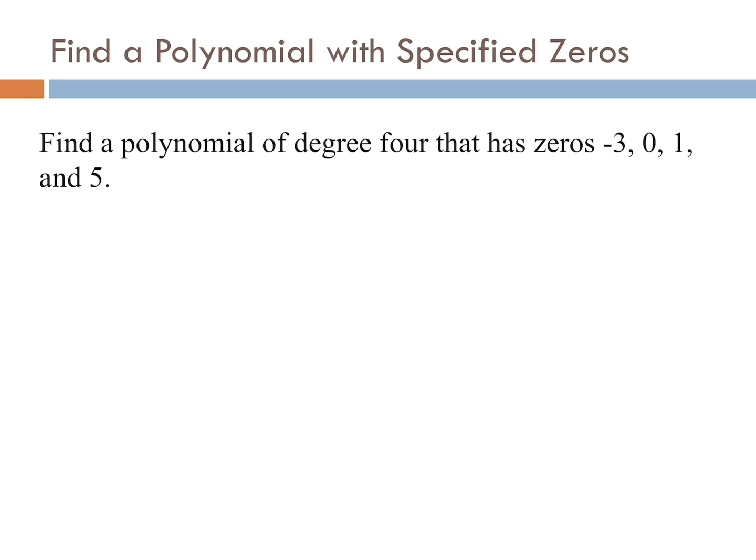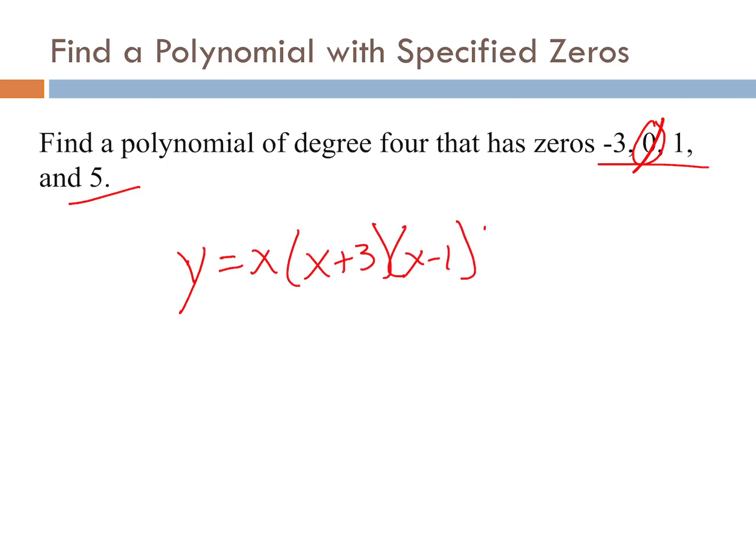So another one of those here. This time I have -3, 0, 1, and 5. So y equals. If I am given a 0, I like to start by just putting an x right there. That's my 0. And then x plus 3, x minus 1, and x minus 5.